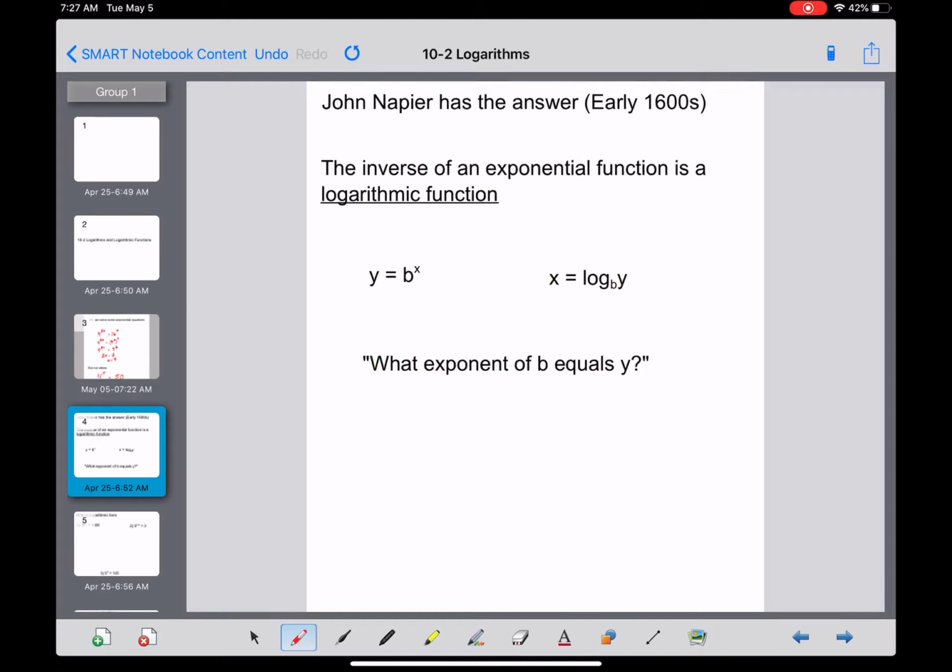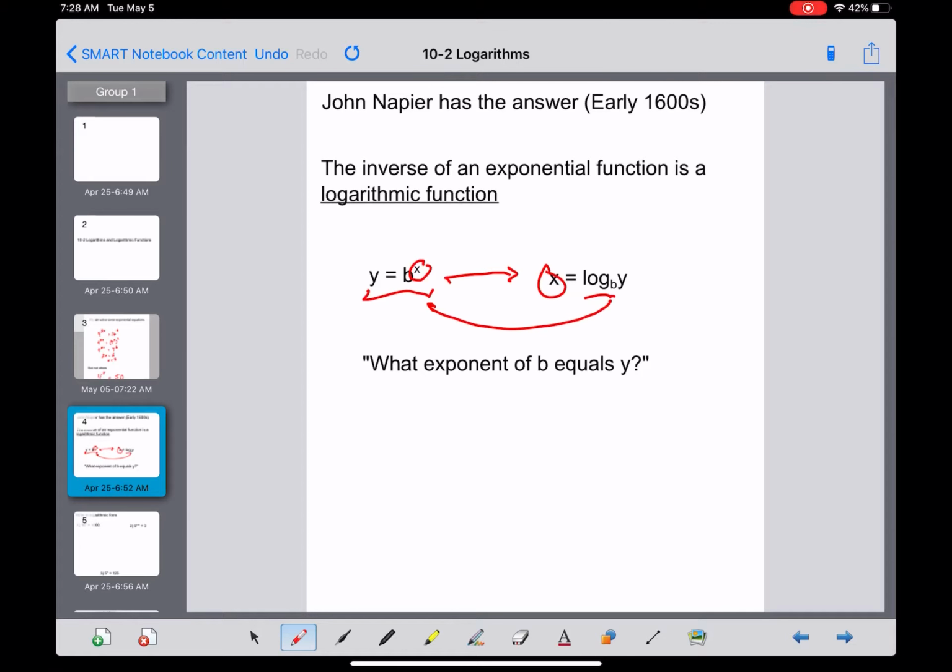In the early 1600s, a guy named John Napier came up with the answer. He developed a new type of function called a logarithmic function, which he said is just the inverse of an exponential function. So if you had an exponential expression like y equals b to the x, you could rewrite that in logarithmic form, where you can take this x and say that is equal to the log with the base b, the same base that the exponent had, of y, the number it was equal to. So you're essentially asking what exponent of b, the base, equals that number.